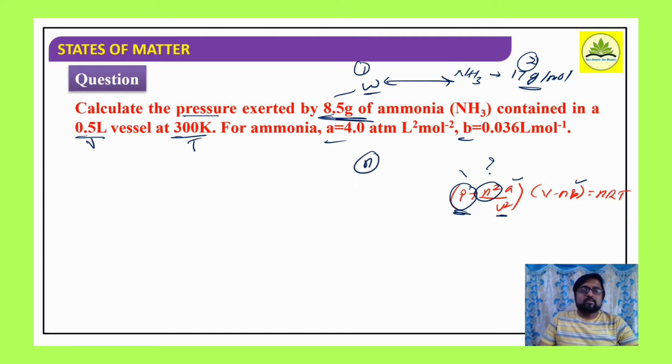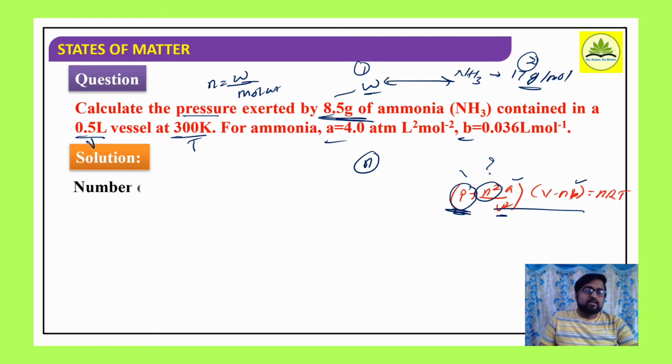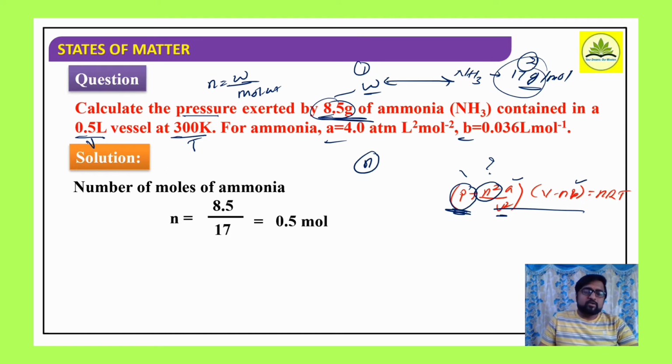So what is the number of moles? n is equal to weight divided by molecular weight. With the help of this we can find the number of moles, so that by knowing all the data we can easily find the pressure. So the number of moles of ammonia, n, is equal to 8.5 weight divided by its molecular mass 17 gram per mole. So it will be how much? 0.5 mole. Number of moles is calculated.